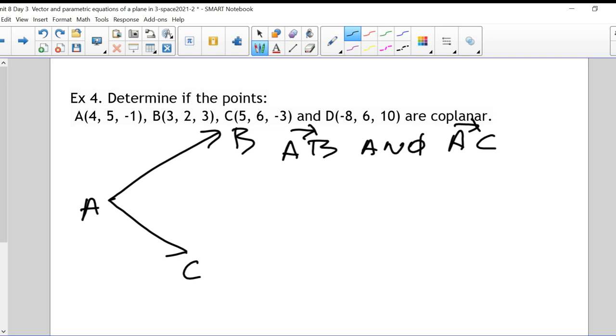So now we're therefore considering the 3 points A, B, and C. We're going to come up with 2 direction vectors for this to happen. So we're going to go B minus A first of all. So this is the AB vector we're talking about. The AB vector would be equal to, so that'd be 3 minus 4, which is minus 1. And that would be 2 minus 5, which is minus 3. And that would be 3 minus minus 1, which is 4.